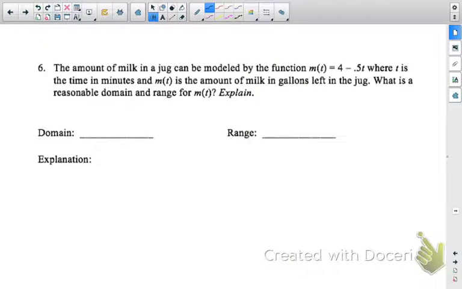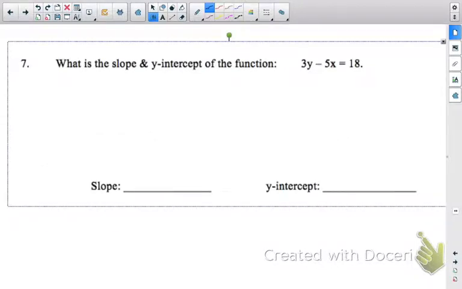Now, I'm going to bypass number 6 because it is very identical. You can have me check your answer if you're unsure. So let's go on to number 7.